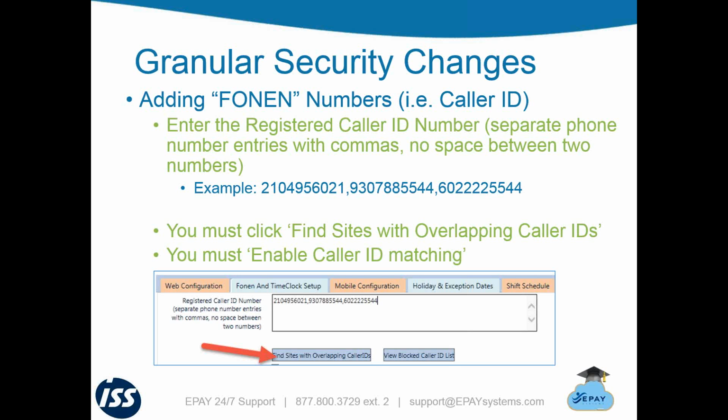So one of the things you're going to want to do is set up that number. You're going to click on Find Sites with Overlapping Caller IDs. At that point, you're going to be able to find out if that number you've just entered is in use at another job site.